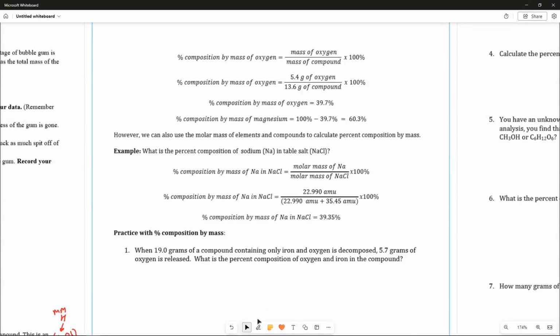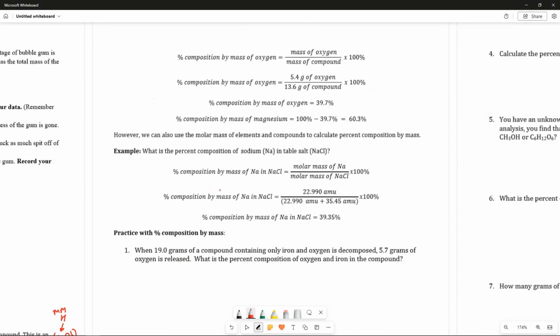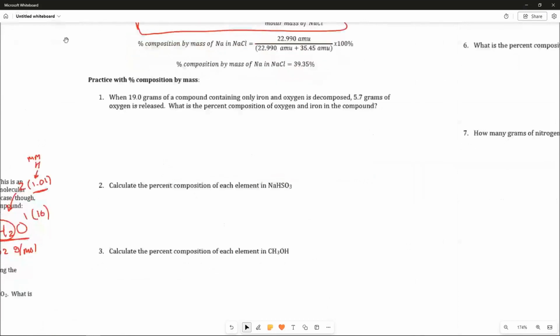Alright, let's ignore all this fancy stuff at the top and just take a look at what we just talked about right here. The molar mass of sodium in sodium chloride, NaCl. So, in order to find just the percent composition of sodium as a mass value, we just take the molar mass of sodium over the total molar mass of sodium chloride. Then we'll just have a percentage value after multiplying by 100. Using this information, let's go ahead and try some practice questions.